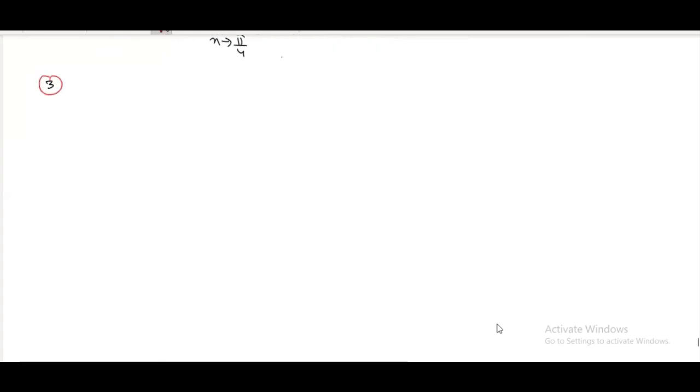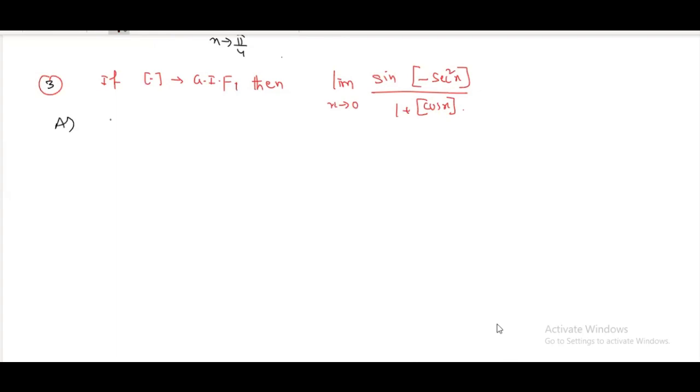Question number 3. Question number 3 is: if the box denotes the greatest integer function, then the limit as x tends to 0 of sine of box of minus secant square x divided by 1 plus box of cos x. So here the options are given. Option A is sine 1, option B is minus sine 1, option C is sine 2, option D is minus sine 2. So these are the options that are given.